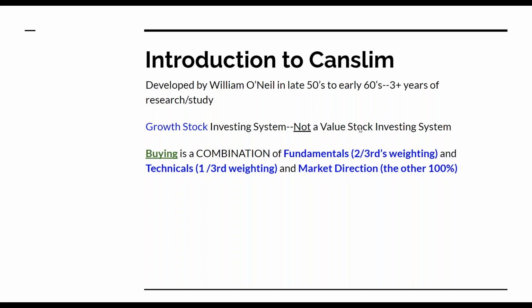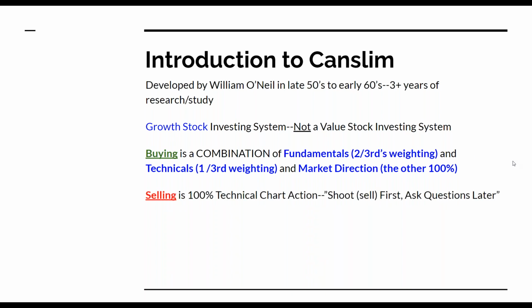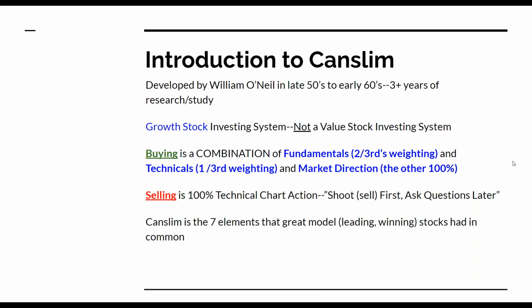So in the Canslim system, buying is a combination of fundamentals, which are weighted 2/3. Those are the statistics, sort of the back of the baseball card, if you will, performance statistics, and technicals, which is the chart. That's weighted 1/3. Fundamentals are weighted 2/3 in our analysis. Technicals, chart action is rated 1/3, and then market direction is the other 100% under the Canslim system. So selling is 100% technical chart action. You want to shoot, sell first, ask questions later.